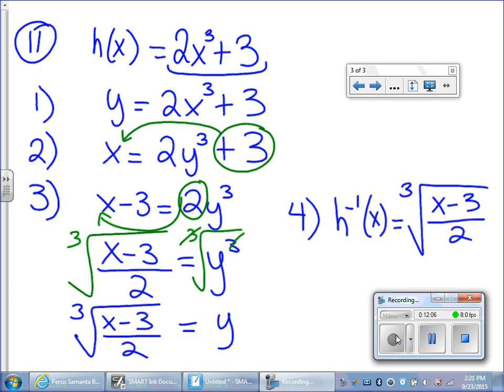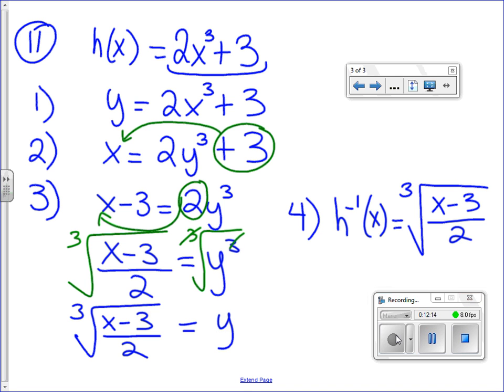Okay, so here are the steps for problem 11. We had h of x is equal to 2x cubed plus 3. First step is to replace h of x with y. Then we interchange x and y, so the y becomes x and the x becomes y. After that, step number 3 is to solve for y.